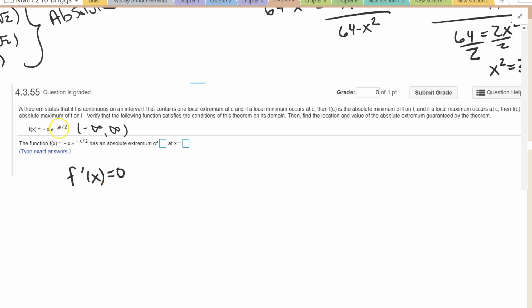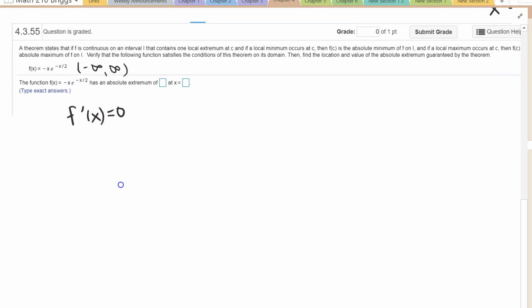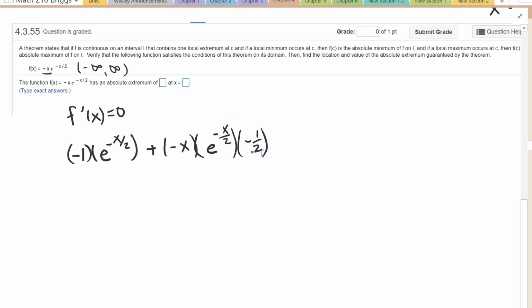So in this case, you're going to be careful because there's quite a bit of negatives going on here. So if I take the derivative of the first function, I have -1, holding the second one, e to the minus x over 2, plus minus x, holding the first function, the derivative of the second function is e to the minus x over 2 times minus 1/2. And we're going to set that equal to 0. So I have minus e to the minus x over 2, minus a minus 1/2, so it's going to be plus 1/2 x e to the minus x over 2, set that equal to 0.